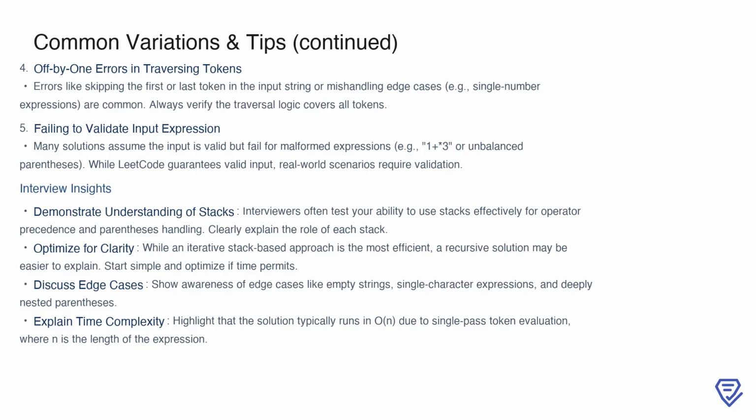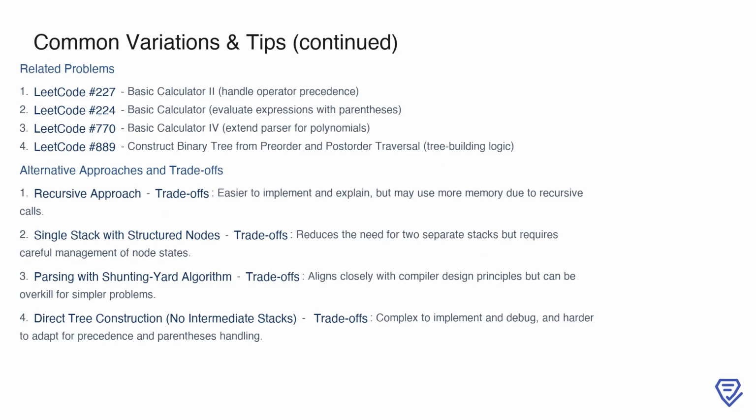Additionally, this problem connects to several related problems that can help you deepen your understanding. For example, LeetCode number 227, Basic Calculator 2, focuses on handling operator precedence, while LeetCode number 224, Basic Calculator, emphasizes evaluating expressions with parentheses. If you're interested in extending this further, LeetCode number 770, Basic Calculator 4, introduces parsing for polynomials. Finally, LeetCode number 889 explores tree building logic in a different context, constructing binary trees from pre-order and post-order traversal.